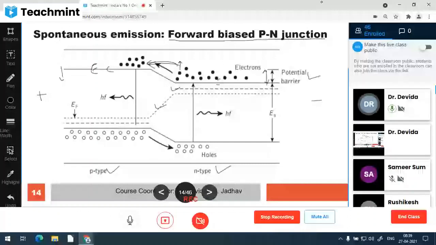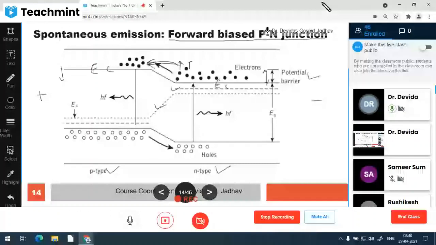as well as valence energy, both rearrangements have taken place, and the potential barrier remains very small, and the external power supply gives the energy to these charged particles, and it raises the energy of the charged particle so that the charged particle can cross the junction.